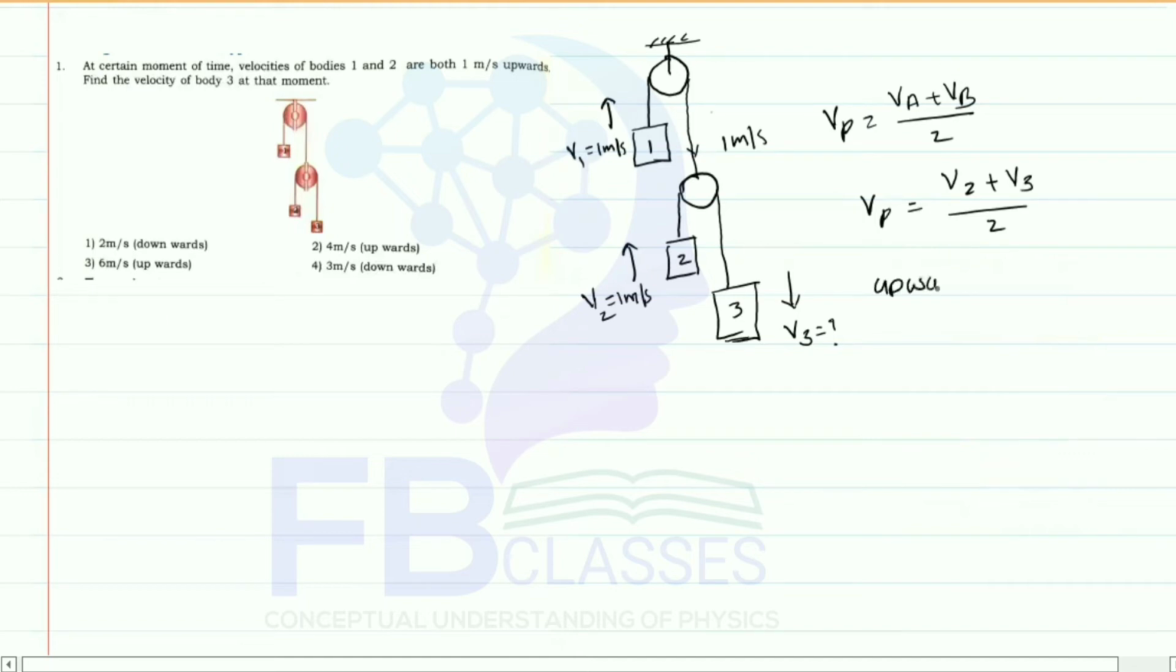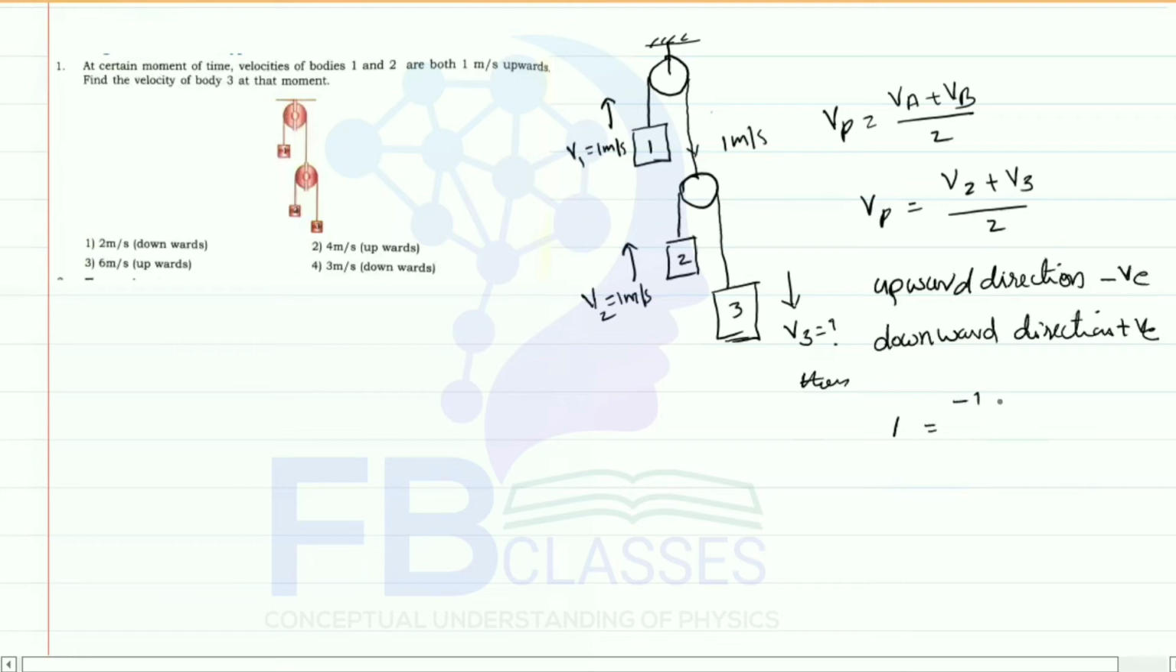Let us consider Vp; here I am going to give the sign convention. Upward direction I am going to take as negative and downward direction as positive. Okay, so now Vp is equal to how much, my dear? Vp is equal to 1 meter per second, since I took downward direction as positive. And V2 is 1 meter per second upward, so I took it as -1, plus V3 upon 2.